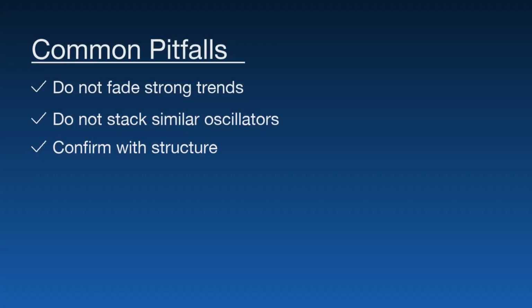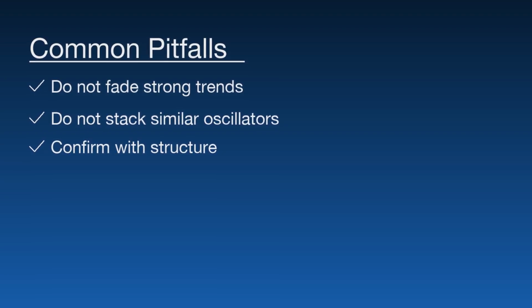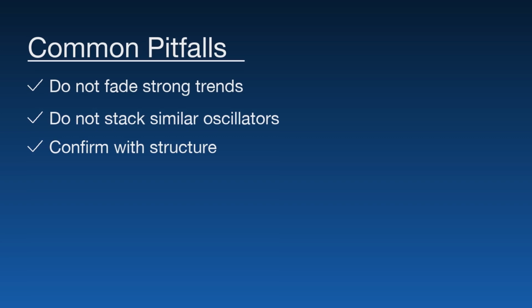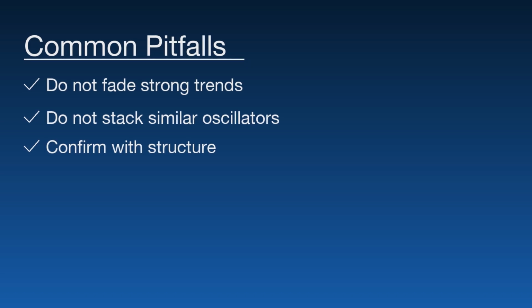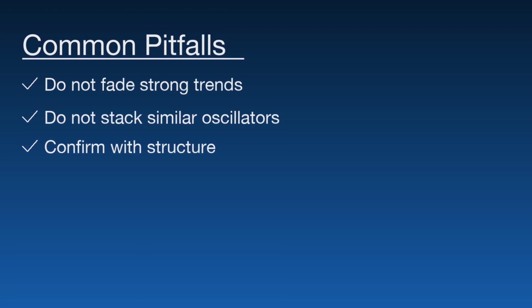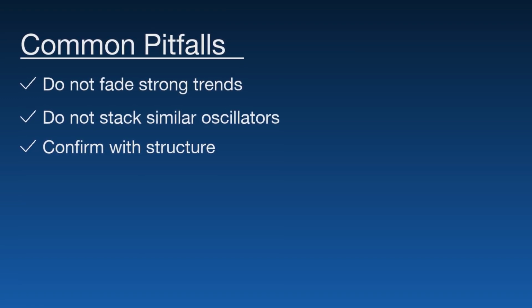Three traps to avoid. 1. Fading every overbought print in a trending market. 2. Treating the -50 cross as a standalone signal without structure or volume. 3. Stacking %R with the stochastic oscillator and calling it confirmation. They are nearly identical formulas, so you are just amplifying the same noise. Use truly independent inputs, price structure, volume, and volatility, alongside %R.